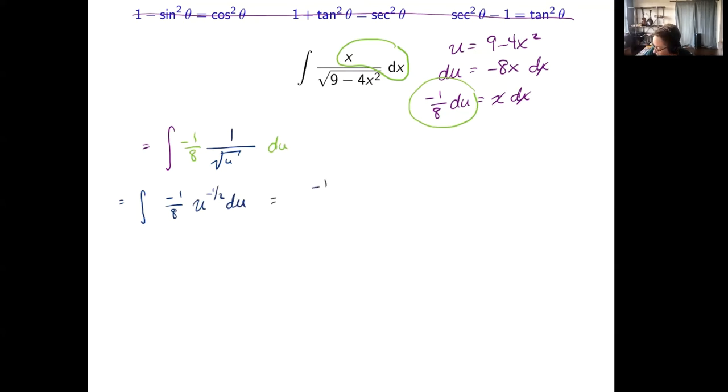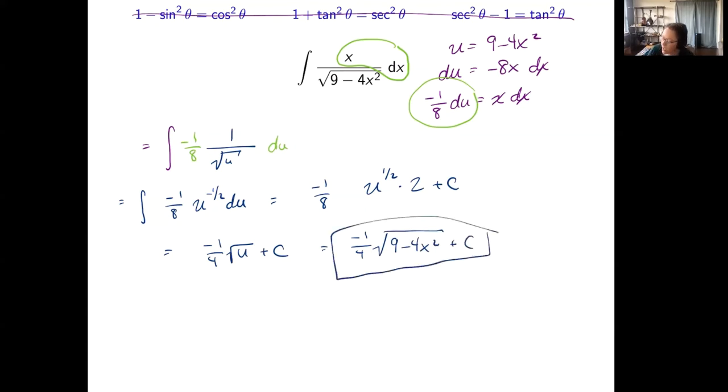So I'm going to add 1 to my power. Minus 1/2 plus 1 is positive 1/2. And I'm going to divide by 1/2, which is the same as multiplying by 2. So this is negative 1/4 times the square root of u. Of course, there's a plus c here, which works out to negative 1/4 times the square root of 9 minus 4x squared.